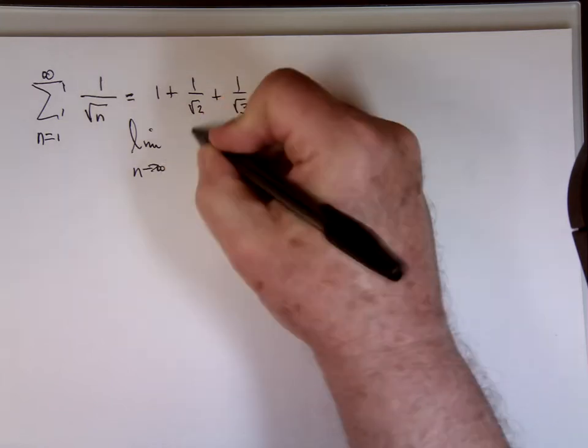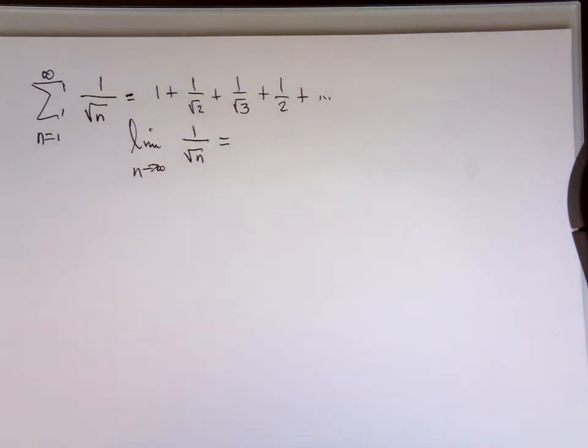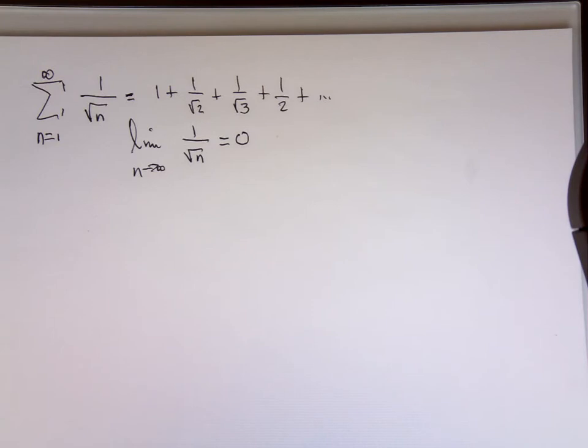Where are these terms going? As n becomes infinity, the square root goes to infinity, so it's going to 0. That limit is 0 because the denominator is increasing without bound and the numerator is stuck at 1. These things are getting smaller and smaller and smaller. They're going to 0.